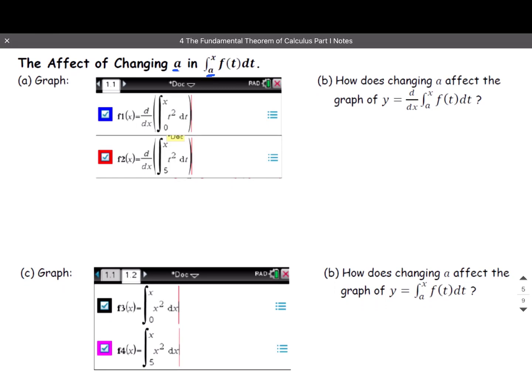So first we're going to look at how changing the constant, notice here it's 0 and here it's 5, when we change it when we're taking the derivative of an integral, how that affects the graph, and how it affects the graph if we're only doing the integral. Okay, let's go take a look.